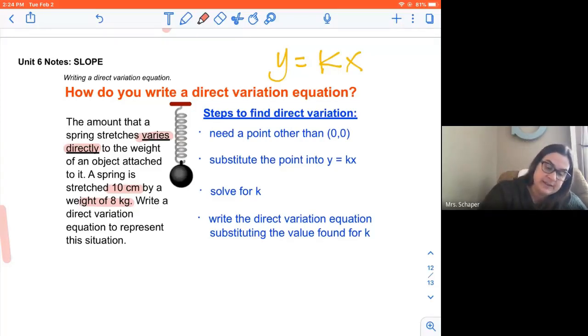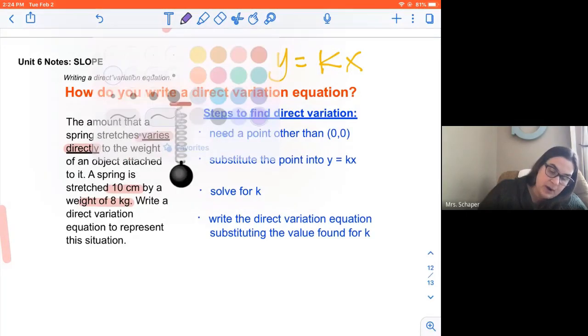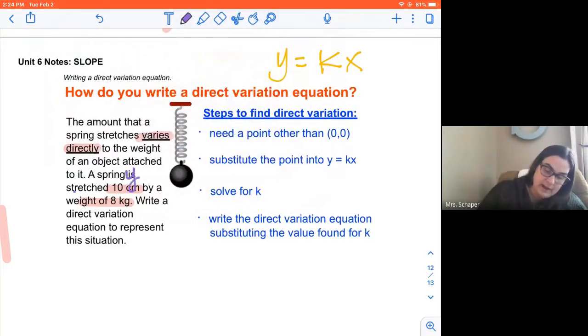So in this case, the stretch depends on the weight. I wrote y and x there. Y is the dependent variable, x is the independent variable. We talked about that a few months ago, so we've got to pull that back into our conversation. The stretch depends on the weight, so the y is the stretch, the x is the weight.